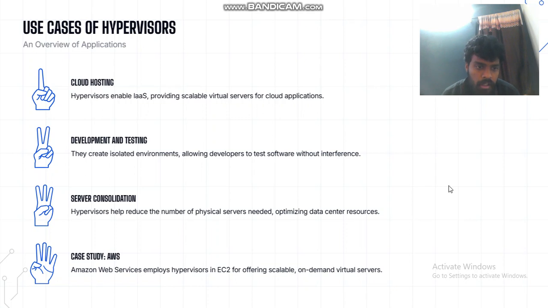And server consolidation, hypervisors help reduce the number of physical servers needed, optimizing the data center resources. That is, since multiple operating systems can run on a single machine, we don't need a lot of physical machines. That's what it says. We can go through the case study: AWS, Amazon Web Services, employs hypervisors in EC2 for offering scalable on-demand virtual servers. If you want, you can read on this, you can study this case study.